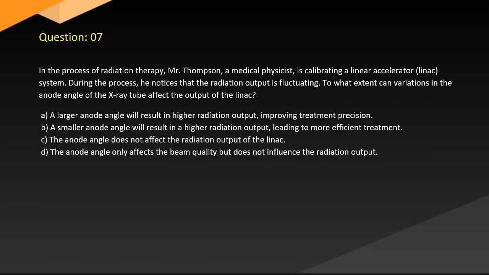Question 7. In a process of radiation therapy, Mr. Thompson, a medical physicist, is calibrating a linear accelerator (LINAC) system. During the process, he notices that the radiation output is fluctuating. To what extent can variations in the anode angle of the X-ray tube affect the output of the LINAC? A. A larger anode angle will result in higher radiation output, improving treatment precision. B. A smaller anode angle will result in a higher radiation output, leading to more efficient treatment. C. The anode angle does not affect the radiation output of the LINAC. D. The anode angle only affects the beam quality but does not influence the radiation output.